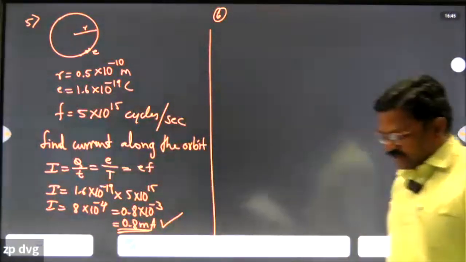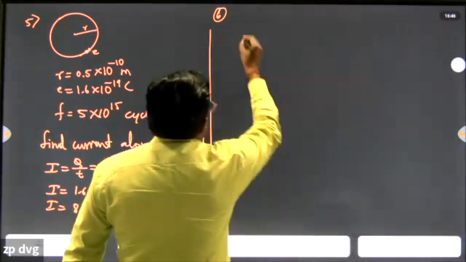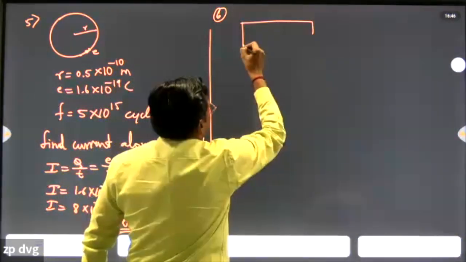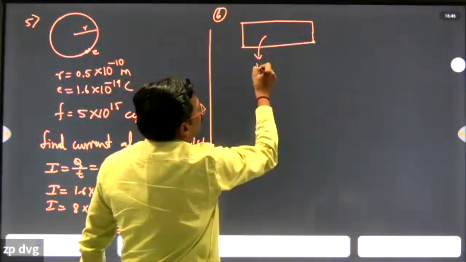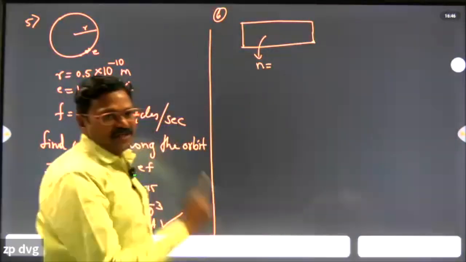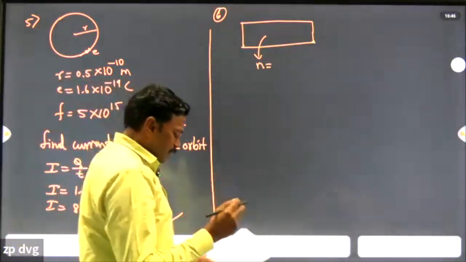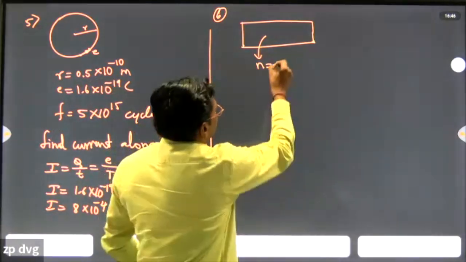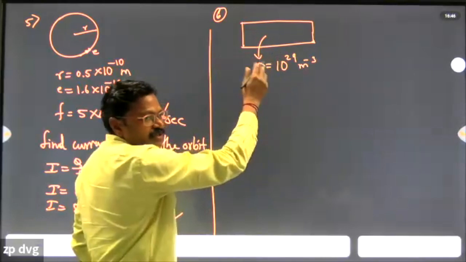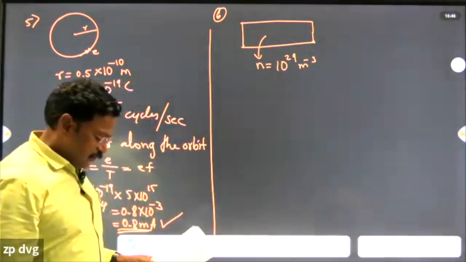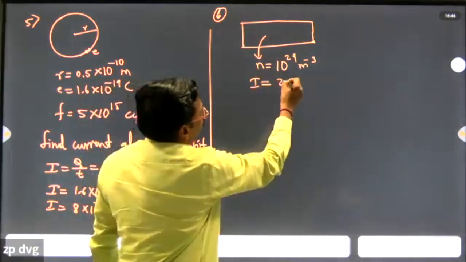Right, question 6 is this: a conducting wire having 10 power 29 free electrons per meter cube. So let me write the data of the question. Here is a conductor. In the conductor there are free electrons, and the number of free electrons per unit volume is represented by small letter n. So the number of electrons present per unit volume is given as 10 power 29 per meter cube. That is, in 1 meter cube of volume there are 10 power 29 free electrons, and the wire carries a current of 20 ampere. The amount of current flowing through the wire is given as 20 ampere.